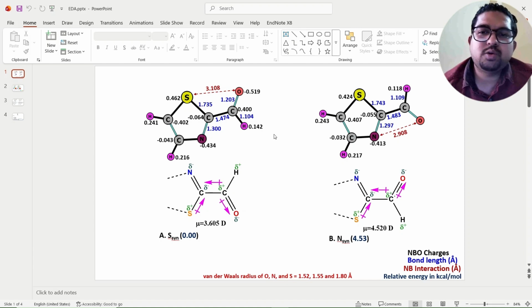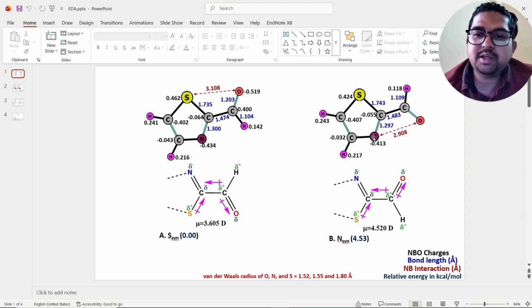We tried to discuss the relative energy or the stability of these two isomers based on the literature data and the calculated data we have. But it was not easy to assign this small, just 4.53 kcal energy difference. There are several factors working here for the stability of this isomer. If you see the non-bonding distance between the sulfur and oxygen, it is around 3.108, and here it is 2.908.